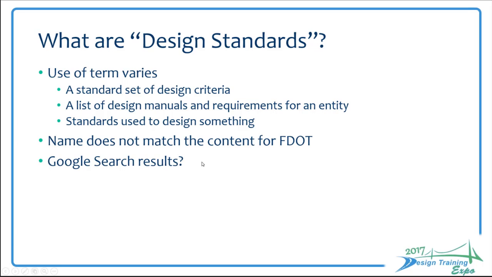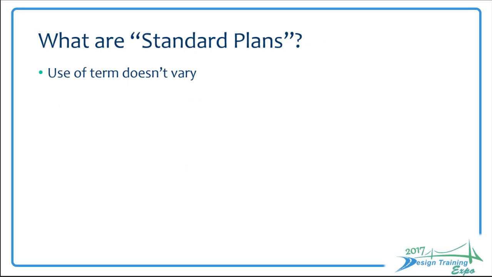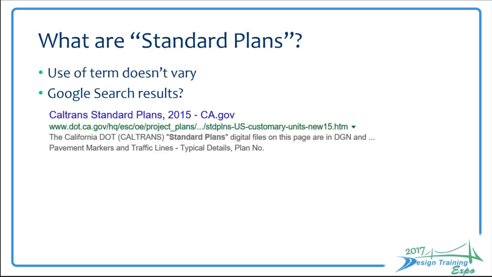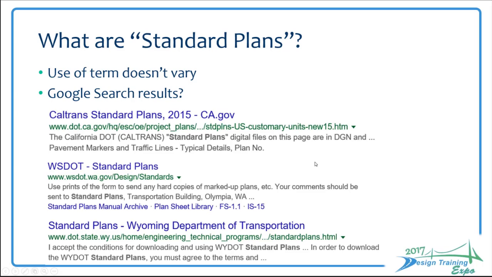So we did a Google search, and the results, of course, showed FDOT design standards all over the place. But in general, we'd find entries like this: design standards are a library of design guidelines and code. On the other hand, when we looked up standard plans, the use of the term doesn't vary. It's very specific and used for specific documents throughout the country. The Google search results showed us that Caltrans, the California Transportation Department, uses standard plans. Washington State uses standard plans, and Wyoming Department of Transportation uses standard plans. There are several other states that use this term, and it's consistent.